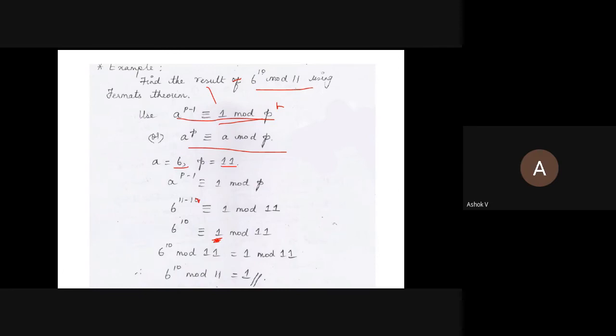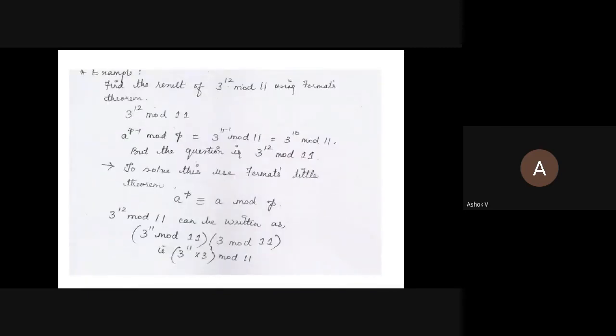So we are calculating for the exponent 10 only. 6 power 10 mod 11 will give the result as 1 directly. Here we got the exponent 10, so we can directly find the value. Suppose you need a different exponent value, for example 3 power 12 mod 11. Then you need to find out the result for 3 power 12 mod 11.